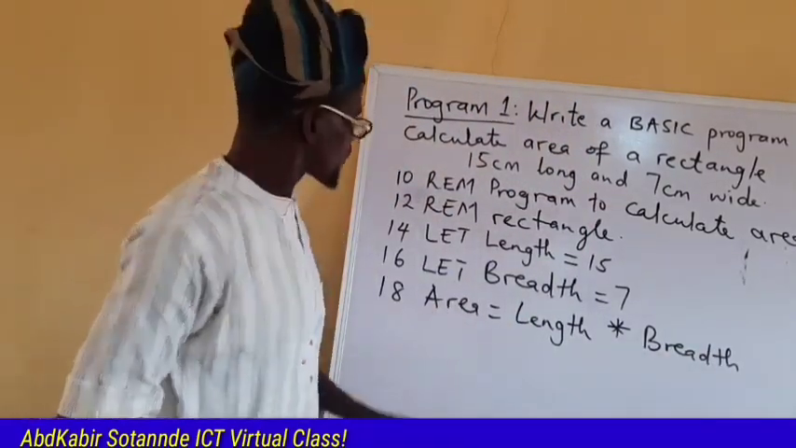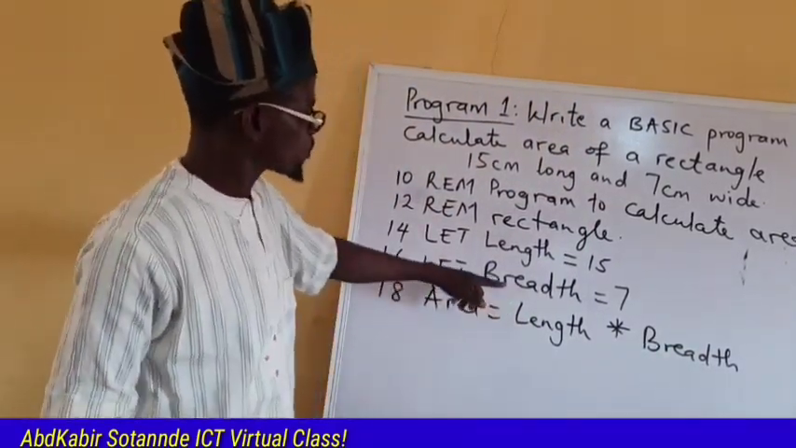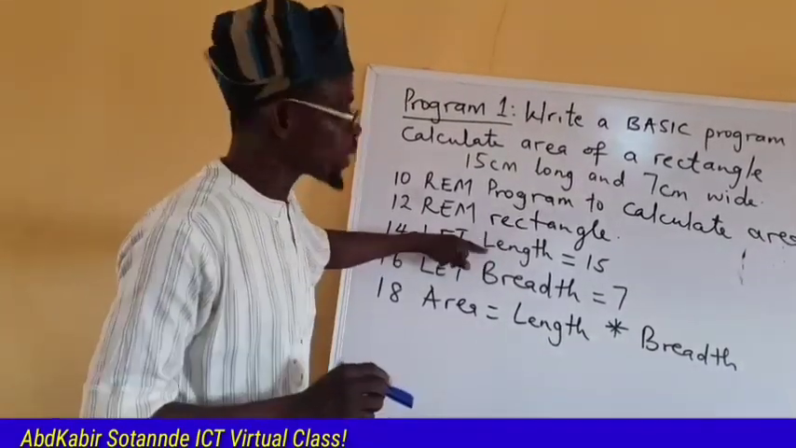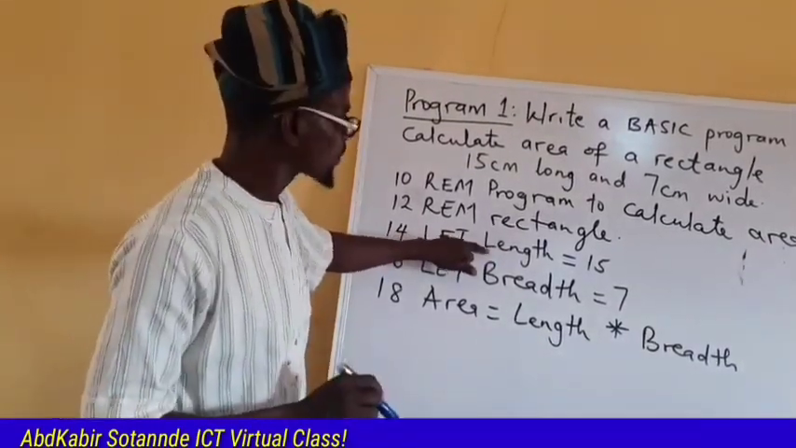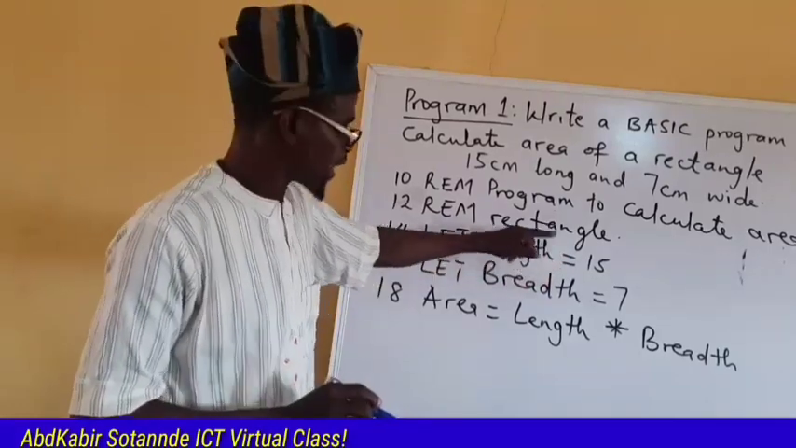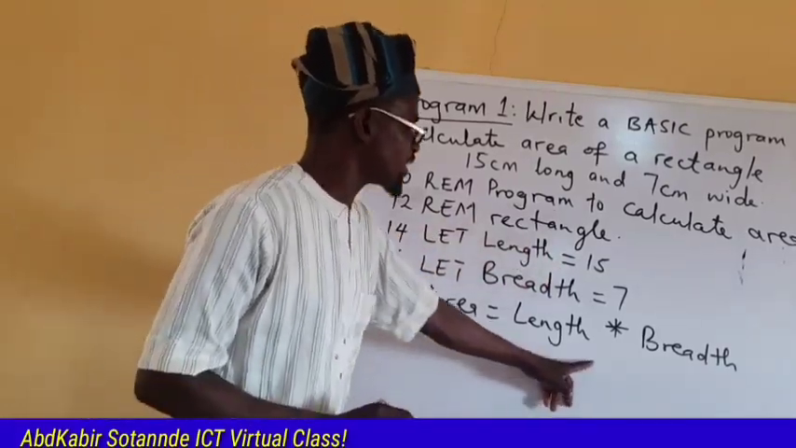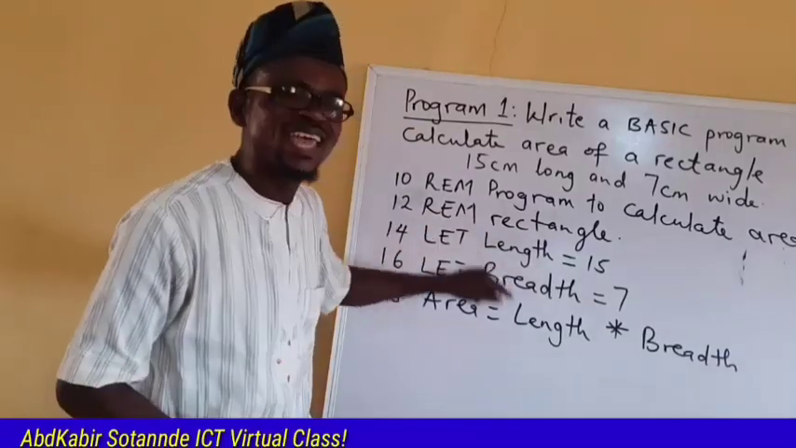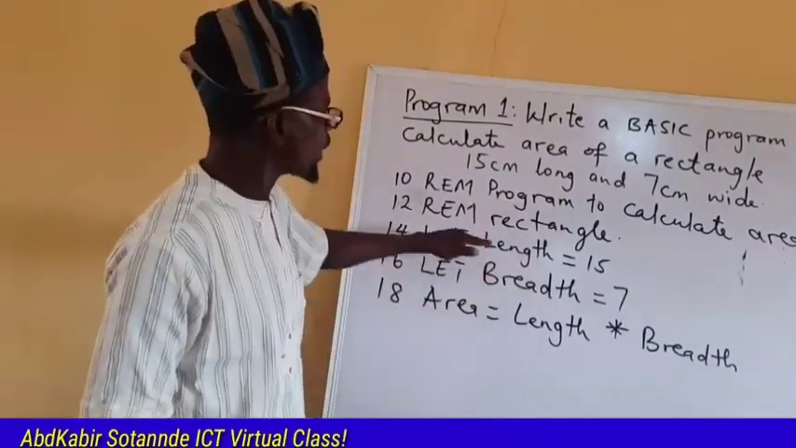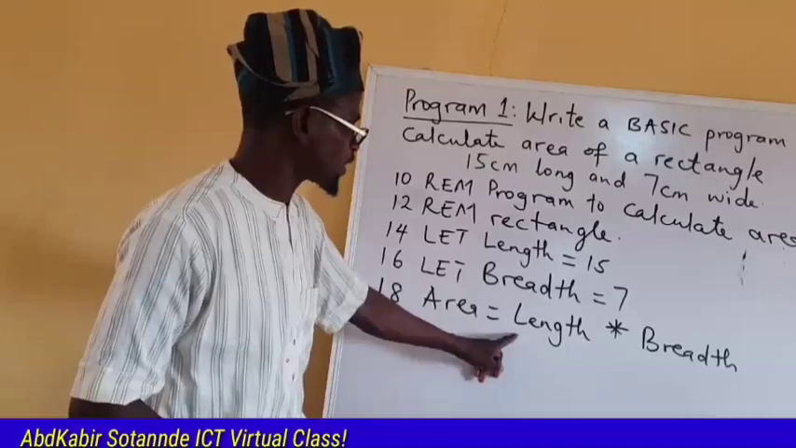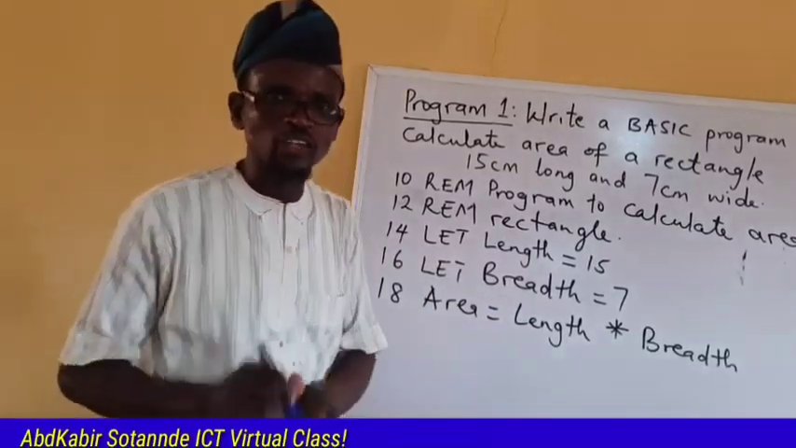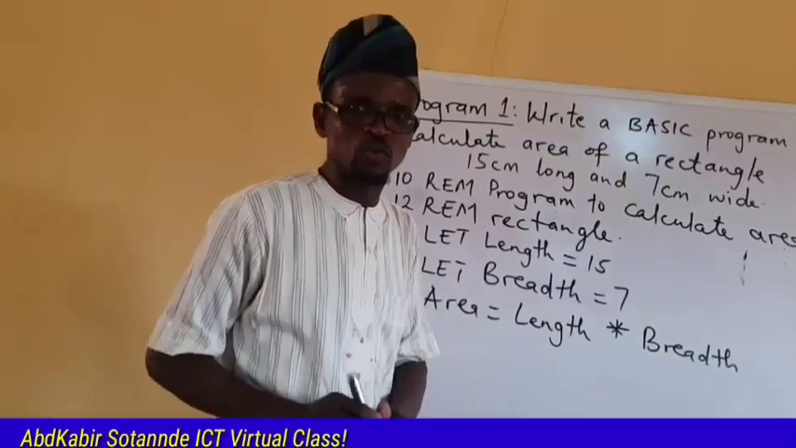Please note, when you are writing your variables, this length, the first letter is uppercase, that is capital letter, and all others are small letter. By the time you are writing it, for computer to refer to it, you must use the same case. That is, where you use capital letter, it must be capital letter. Where you use small letter, it must be small letter. That is when computer can understand what you are doing.